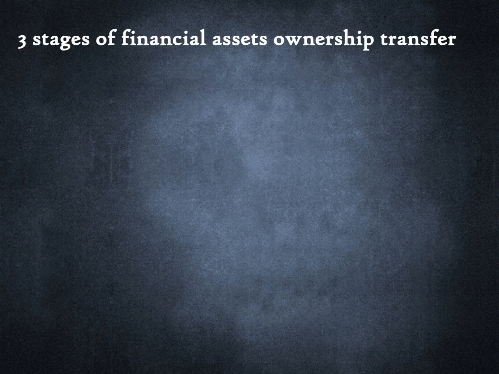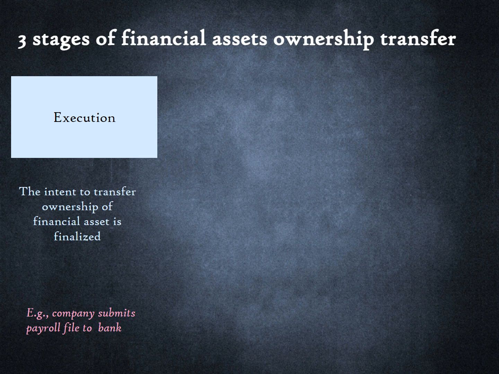This is a good time for us to get introduced to three terms that relate to stages by which ownership of financial assets are transferred. In the transfer process, both sides of exchange may be financial assets, for instance, when we are buying shares. Or only one side of the exchange may be a financial asset, for example when we are paying cash for goods and services. The first stage is execution, when the intent to transfer ownership is finalized. In our ACH example, it was when the company submitted the payroll file to its bank.